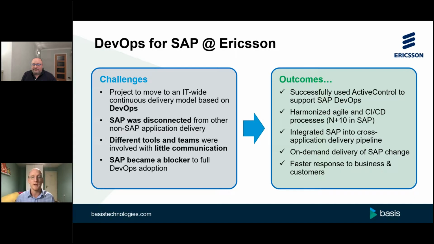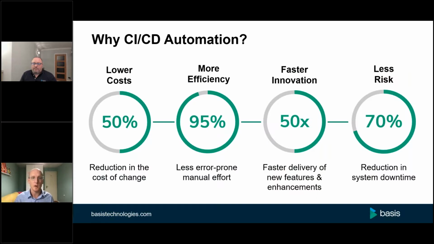So with this process, with this new automation, they were able to integrate Active Control into that cross-application delivery pipeline and really have on-demand delivery of change, deployment of SAP change, as soon as it's ready, that continuous delivery idea, as soon as they're ready to approve that and put that into production. And overall, that kind of approach across applications is giving them a faster response to their business and to their customers externally. So as I said, there's a case study you can download from our website if you're more interested in the Ericsson story, but I think a really nice example of how CICD concepts can work within SAP.